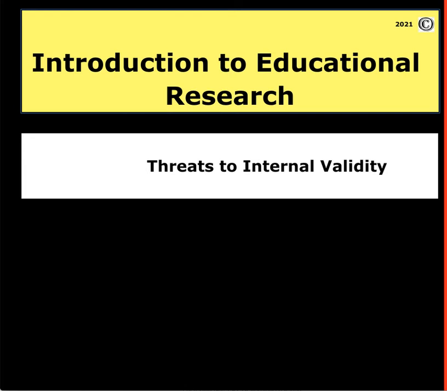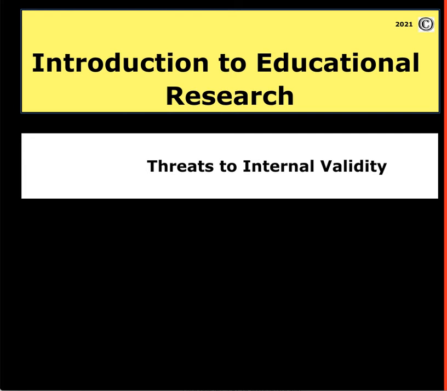Now, over the years, researchers have identified certain extraneous or confounding variables that typically interfere with the results of a research study. And these extraneous and confounding variables that show up over and over again are referred to as threats to internal validity, and threats to external validity also. But this video will deal only with the threats to internal validity.